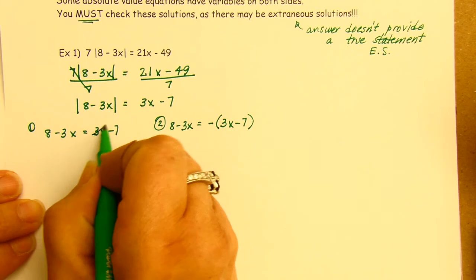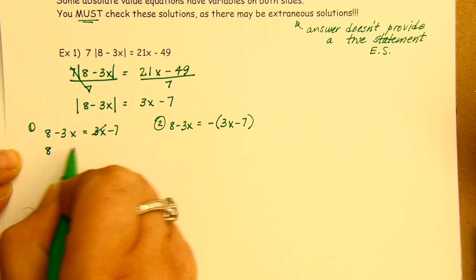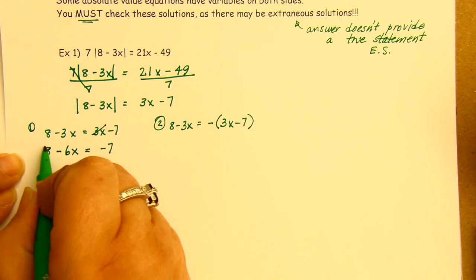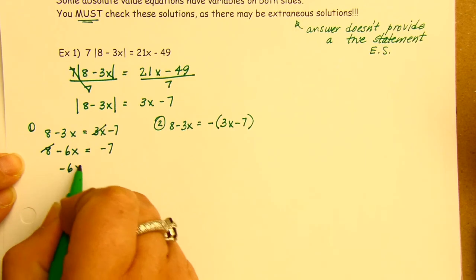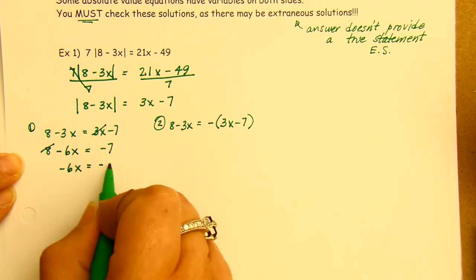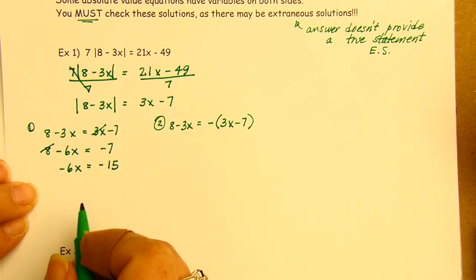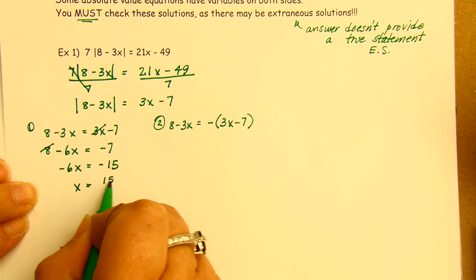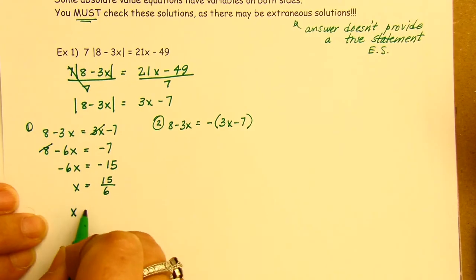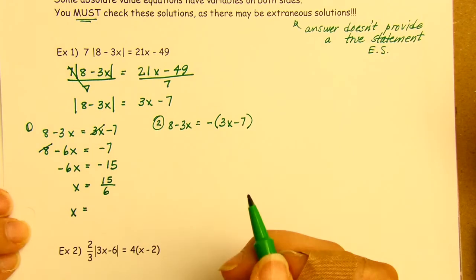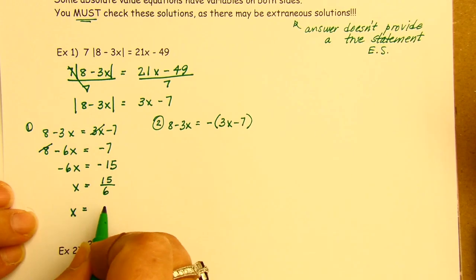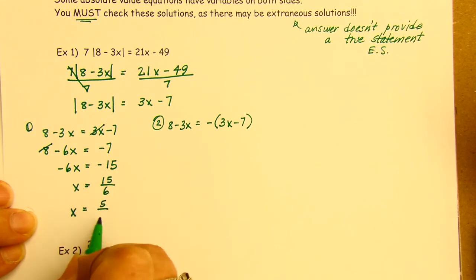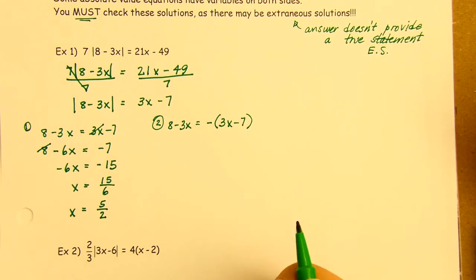I'm going to take 3x over here by subtraction. This becomes 8 subtract 6x equals negative 7. I'm going to subtract 8. I get negative 6x equals negative 15. I'm going to divide. X equals negative over negative is positive. This is 15 over 6. And I'm going to simplify because these numbers are both divisible by 3. When I divide 3 into 15, I get 5. And when I divide 3 into 6, I get 2. So x is 5 over 2 for the first case.